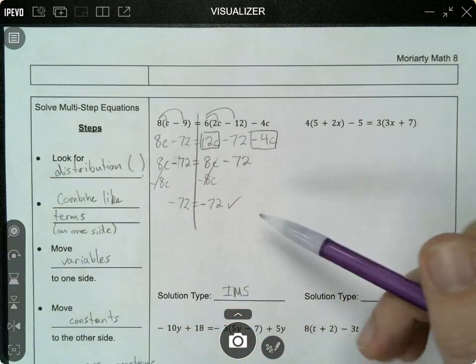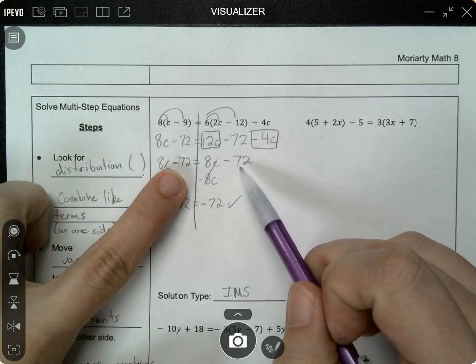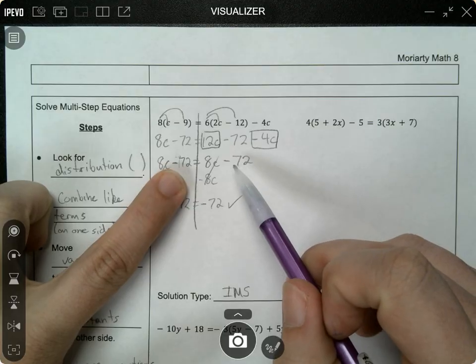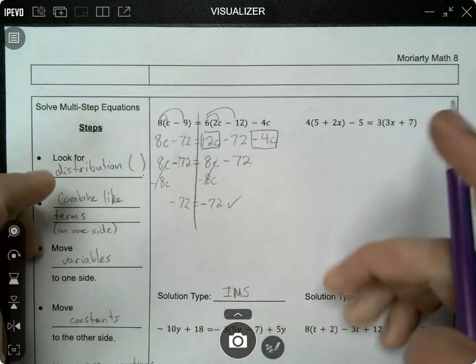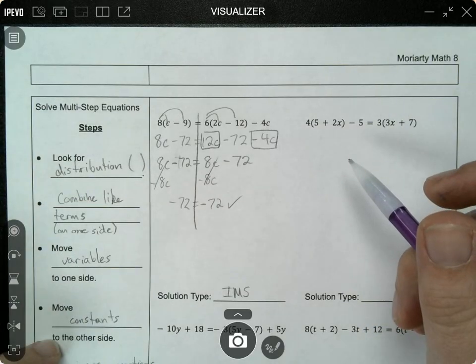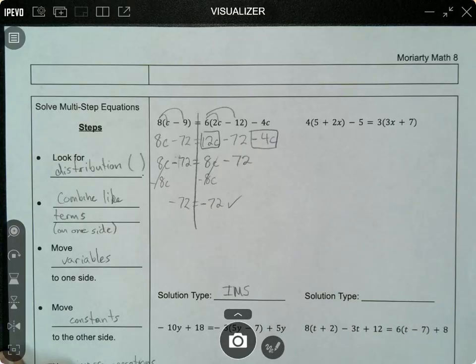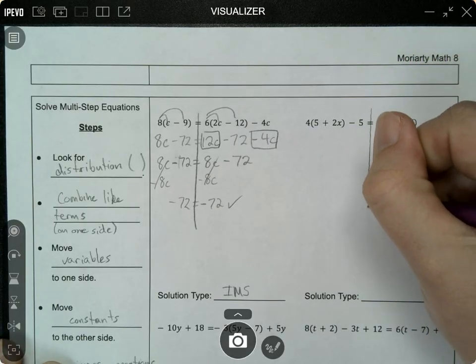I had a student last period. They actually did plus 72 on both sides. So what they ended up with was an 8C on the left equals 8C on the right. That's still the same thing, so I would count that for full credit. It's just a little bit out of order from how I taught you, but it's not a big deal. Okay. So IMS on that first one, infinitely many solutions.